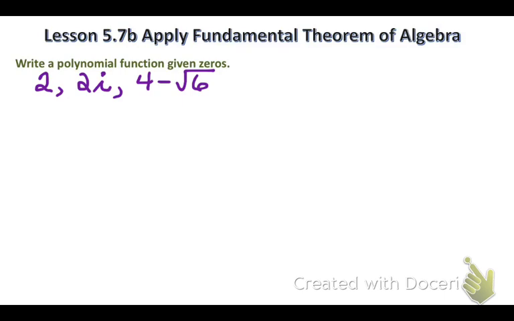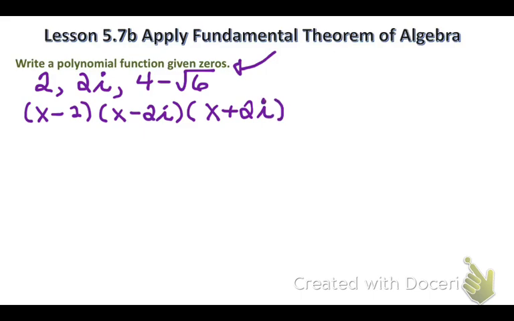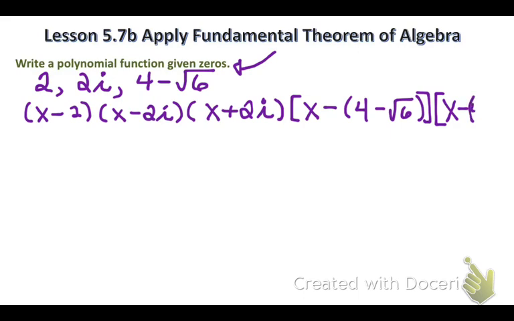This problem is a little bit deceiving. Remember that complex roots come in pairs, so while they only present 3 values, we know that with complex roots we're going to have a plus or minus value. So we have x minus 2, x minus 2i, next parenthesis, x plus 2i, then we have x minus 4 minus the square root of 6, and then x minus 4 plus square root 6. Squeeze that right in there.